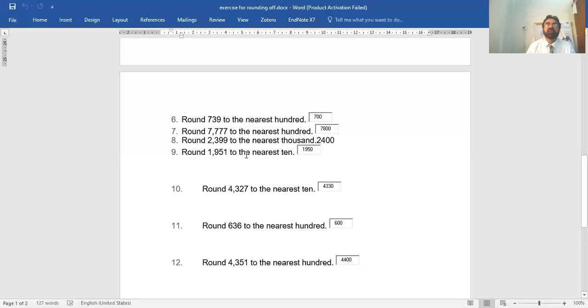Rounding 19519 to the nearest 10, this one, to the nearest 10. This is the nearest 1000. So this figure is included, the 1000. You have to delete it and increase 1 in this, and then this. You have to delete this, and this will become 2,400. Rounding 1951 to the nearest 10, and it will become 19500. 1 is to be removed.